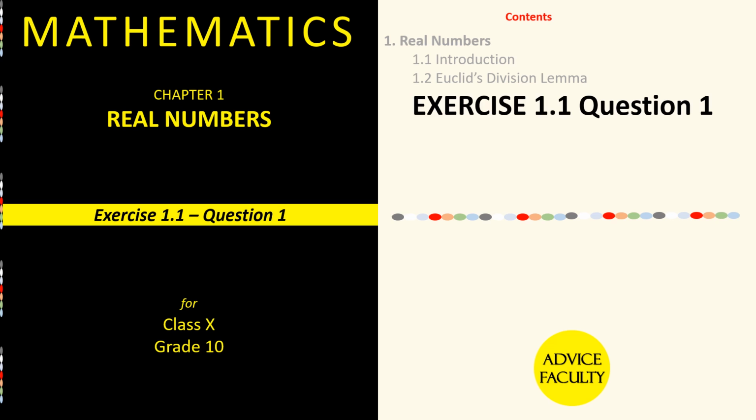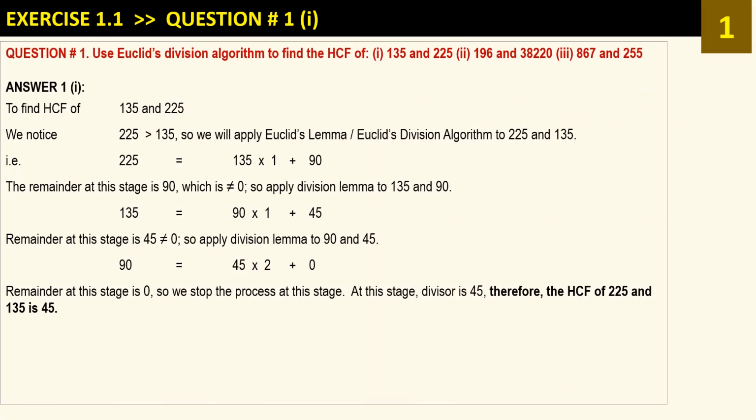Hi, in this session we shall talk about the question number 1 in exercise 1.1 of chapter 1 on real numbers for grade 10, class 10th. The question number 1 says we have to use Euclid's division algorithm to find HCF of 135 and 225, 196 and 38,220, and 867 and 255.